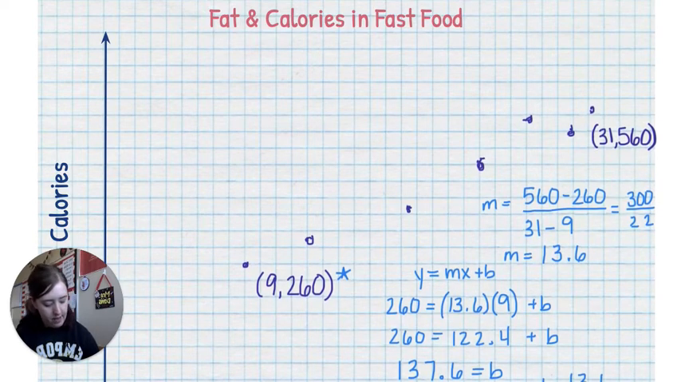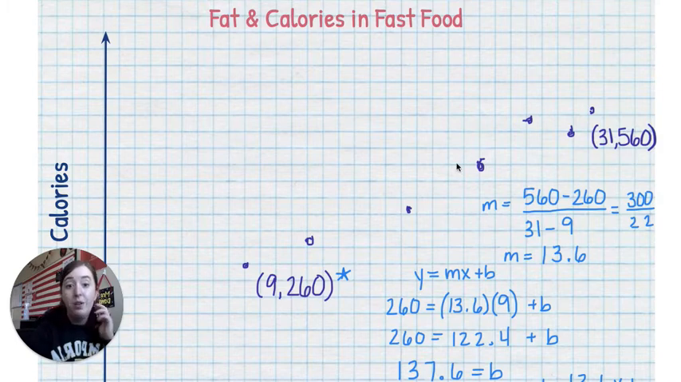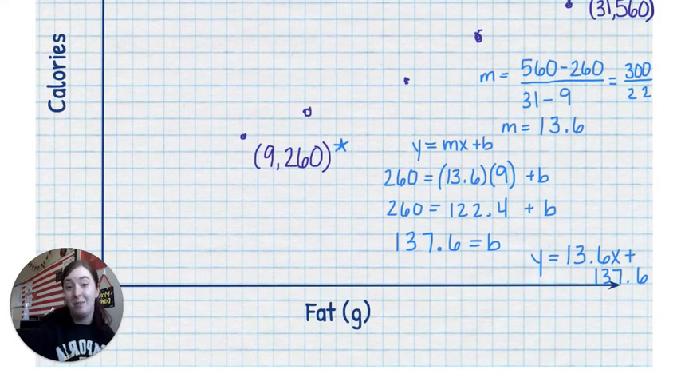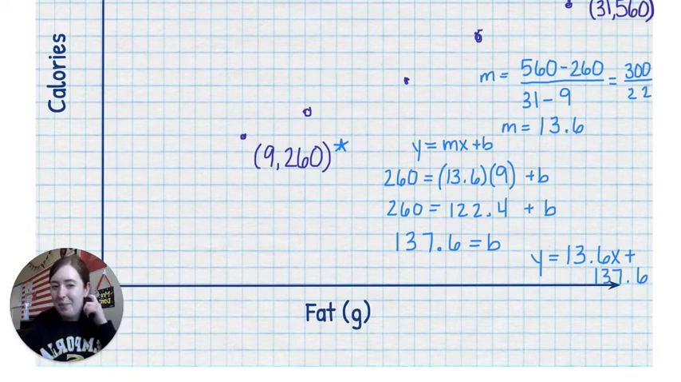So by hand, we end up with the equation of a line, 13.6x plus 137.6. Oh, you cannot see that. Oh my goodness, I'm so sorry. So we ended up with y equals 13.6x plus 137.6.